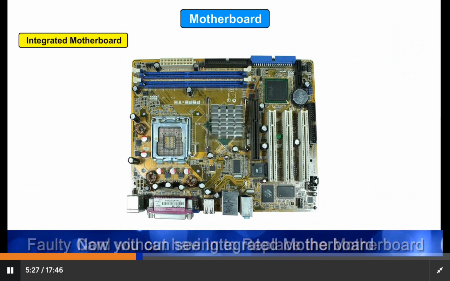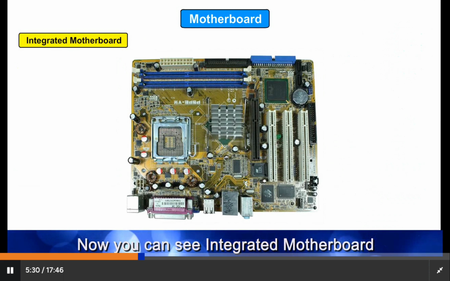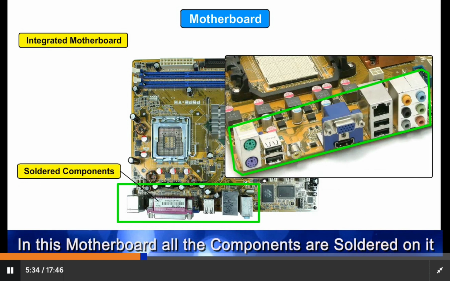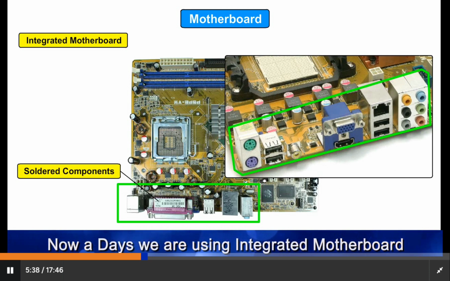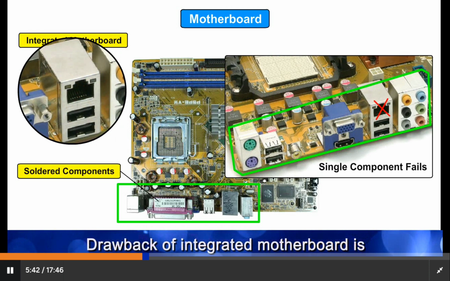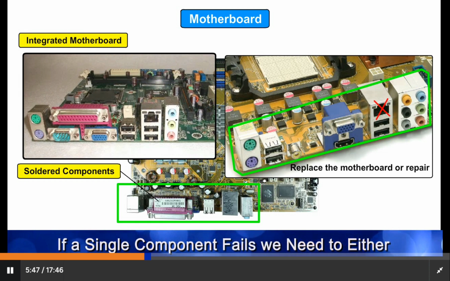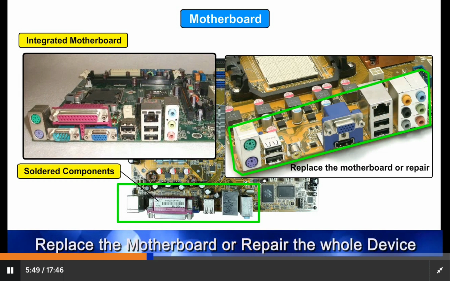the motherboard. Now you can see integrated motherboard. In this motherboard, all the components are soldered on it. Nowadays we are using integrated motherboard. Drawback of integrated motherboard is if a single component fails, we need to either replace the motherboard or repair the whole device.